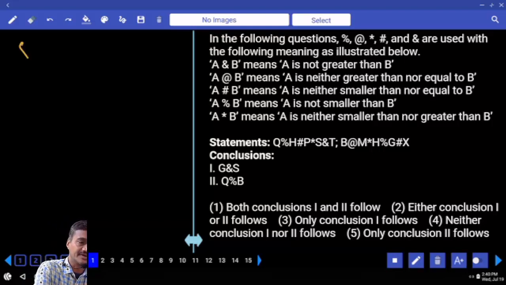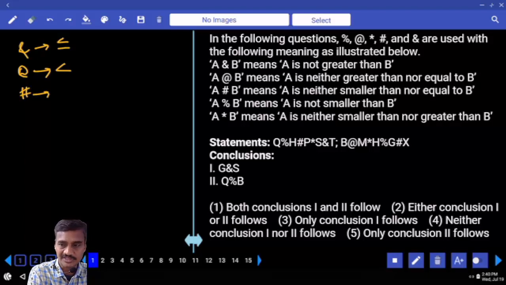Not greater than means lesser than or equal to. At the rate of stands for neither greater nor equal, that is, lesser than. Hash stands for neither smaller nor equal, so it must be greater than. Percentage stands for not smaller than, that is, greater than or equal to. And the star stands for neither smaller nor greater than, that is, equal.